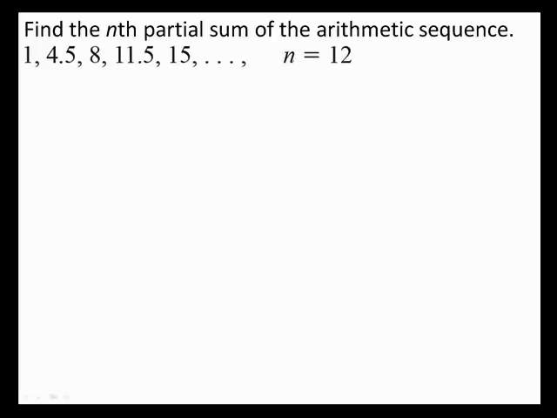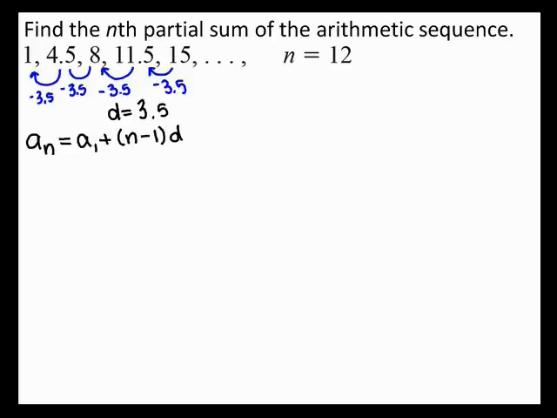Find the nth partial sum of the arithmetic sequence 1, 4 and 5 tenths, 8, 11 and 5 tenths, 15. N is equal to 12. To get from 15 to 11 and 5 tenths, 11 and 5 tenths to 8, 8 to 4 and 5 tenths, and 4 and 5 tenths to 1, you have to subtract 3 and 5 tenths. You find that D is equal to 3 and 5 tenths. Use the formula a sub n is equal to a sub 1 plus n minus 1 quantity times D.